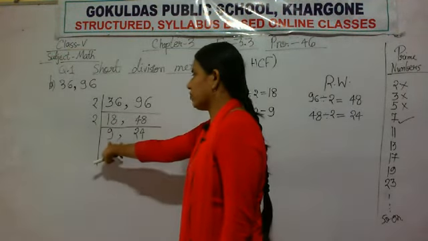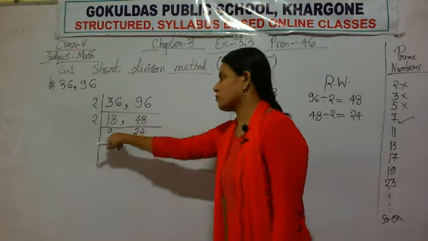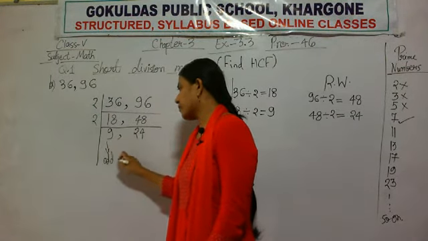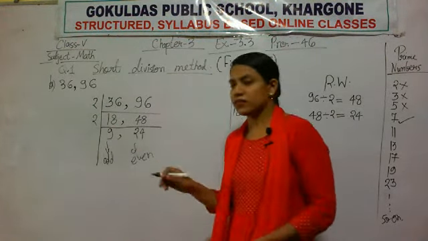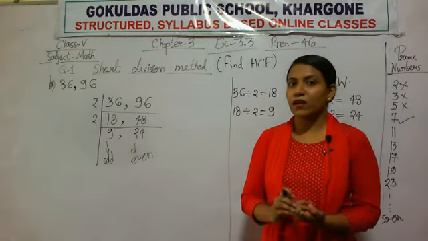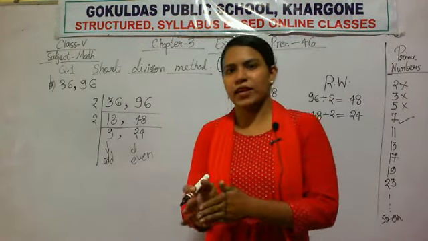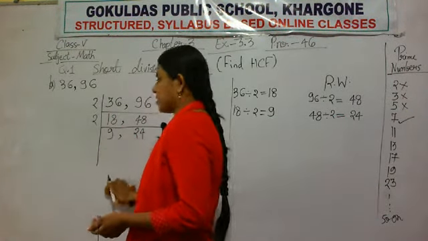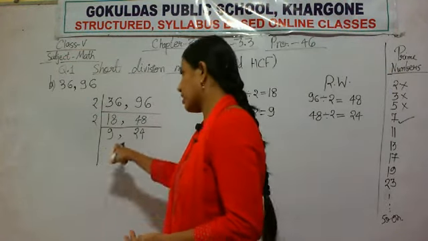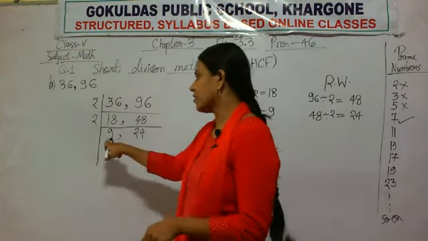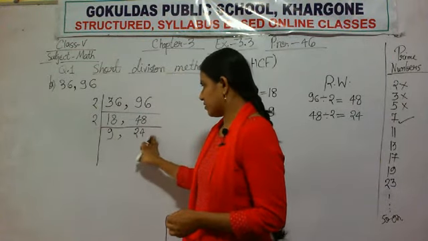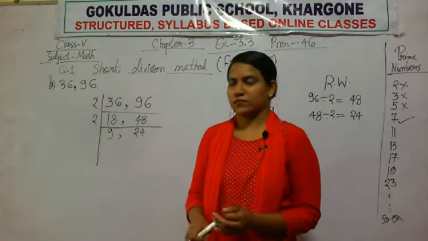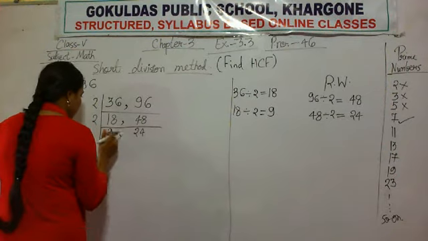Now when you observe both the numbers, that is 9 and 24, one is odd. Here 9 is an odd number and 24 is an even number, right? So we cannot divide it by 2. So can we divide it by 3? Are both 24 and 9 divisible by 3 or not? Yes, 9 comes in the table of 3. So we can divide 9 by 3. But what about 24? Can we divide it by 3? Yes, 24 also comes in the table of 3.